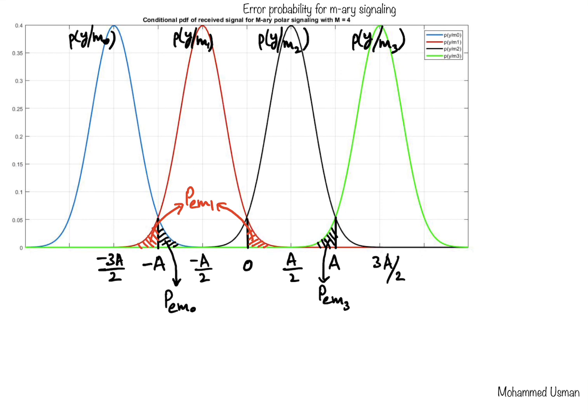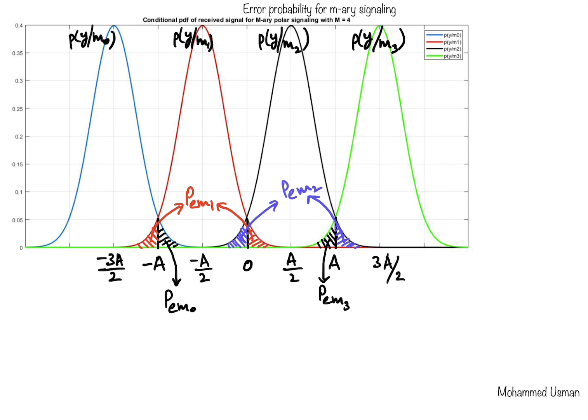So the error probability when M2 is transmitted is the area under the PDF for M2 to the right of A or to the left of 0. So these areas here, these represent the error probability when M2 is transmitted. So that's the error probability when M2 is transmitted. It is the sum of these two areas.